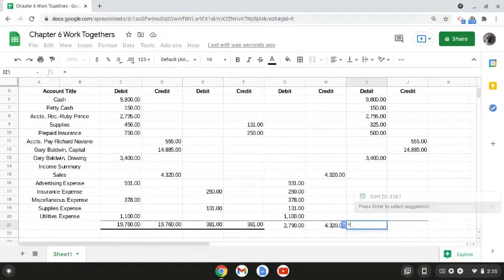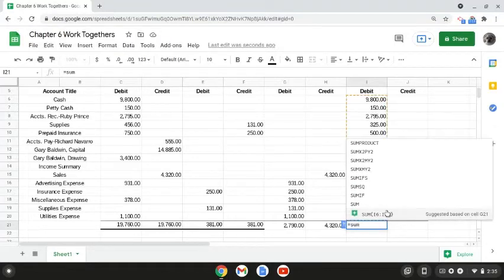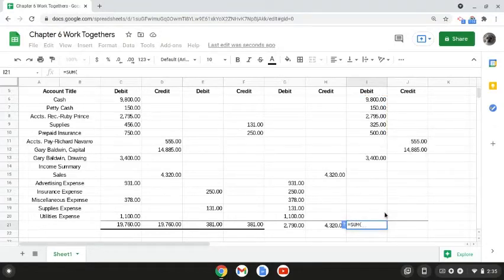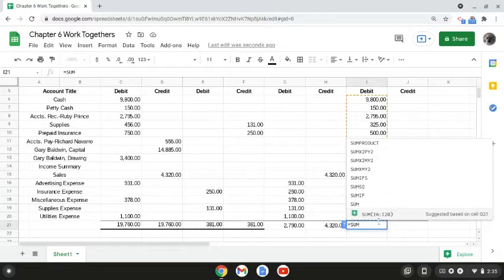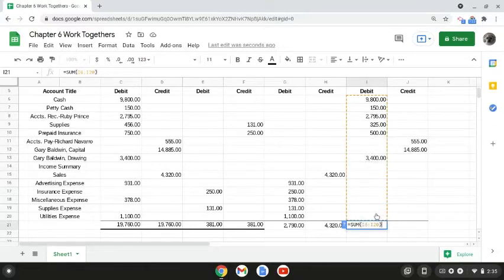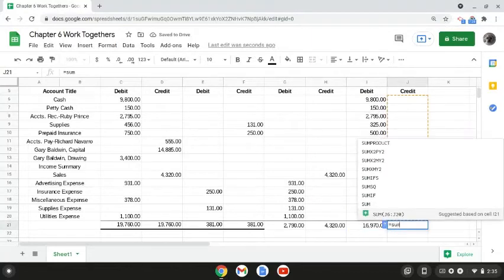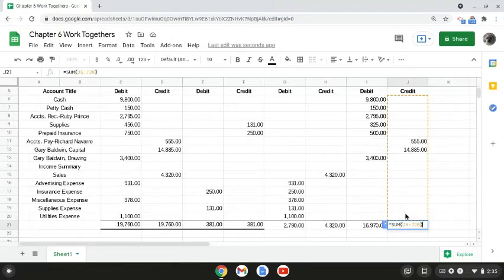Next, we are going to use the sum formula for the balance sheet debit column. Select cells I6 to I20, then press enter. And then using the sum formula for the balance sheet credit column, we are going to select cells J6 to J20 and then press enter. Now, as you can see here, these numbers do not equal, but they will eventually.